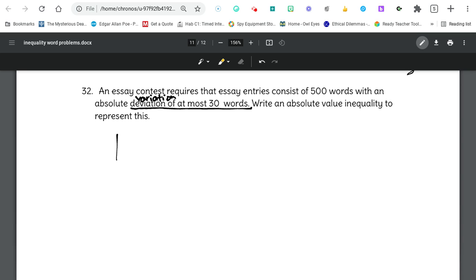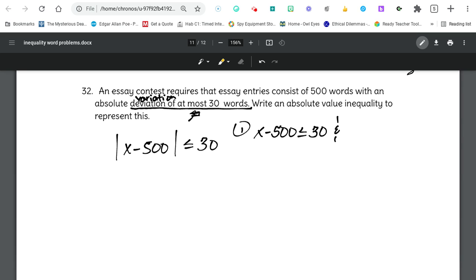So originally, they just want you to have 500 words. So it's x minus 500. At most, meaning less than or equal to 30. And you just set your two inequalities up. Again, I know you can solve these without the inequality, guys. But again, the standard is setting up the inequality, creating the inequality. Flip the symbol, flip the sign.